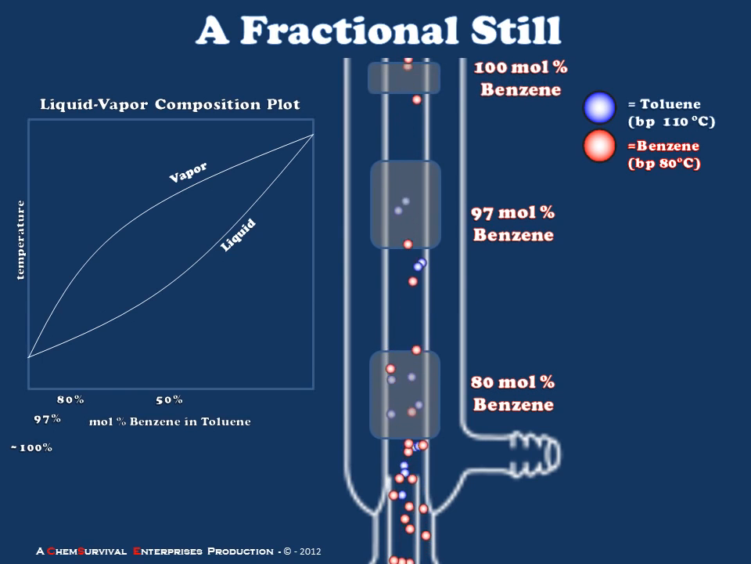Looking at the top of our hypothetical column, we have a situation where only benzene is reaching this position, and therefore if we were to divert vapor from the top of the column to a condenser, we should collect a sample which is essentially 100 mole percent benzene, or absolutely pure benzene.